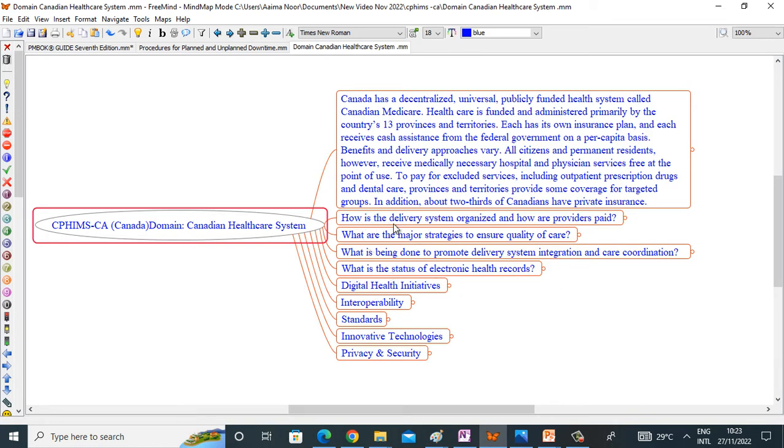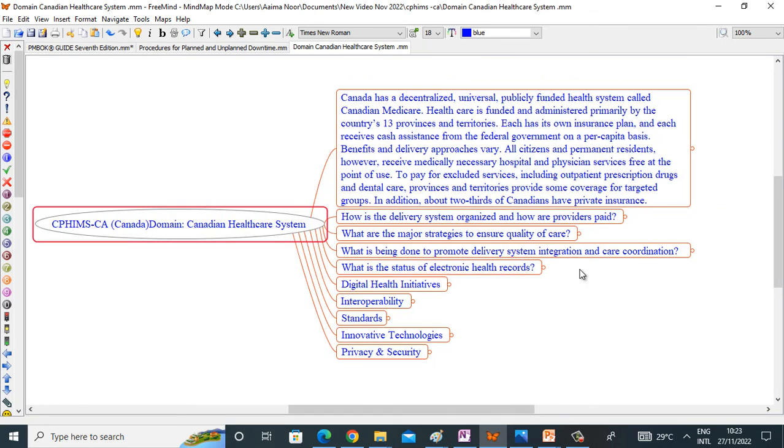First, how is the delivery system organized and how are providers paid? What are the major strategies to ensure quality of care? What is being done to promote delivery system integration and care coordination? What is the status of electronic health records? Then we'll talk about digital health initiatives. What is interoperability, standards and innovative technologies? And then we'll talk about privacy and security.